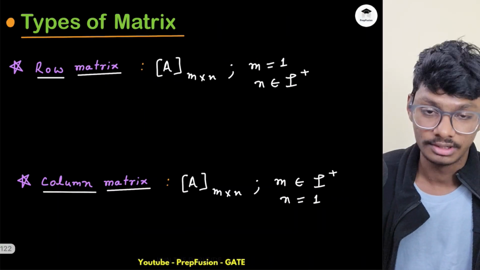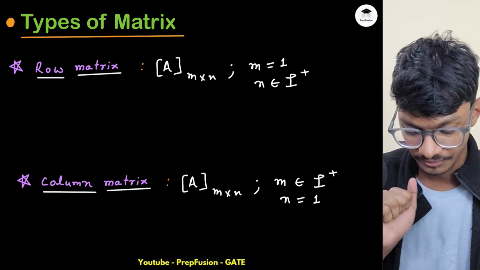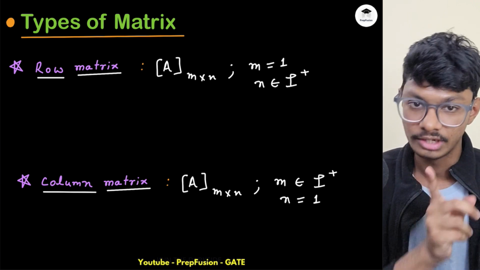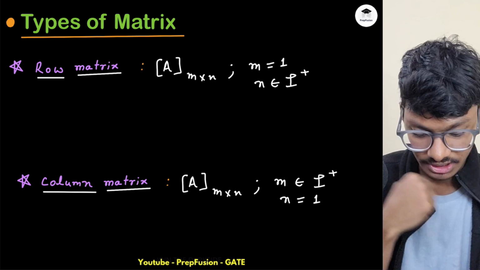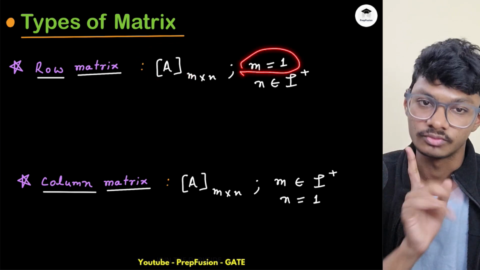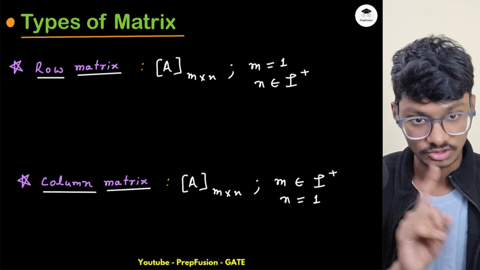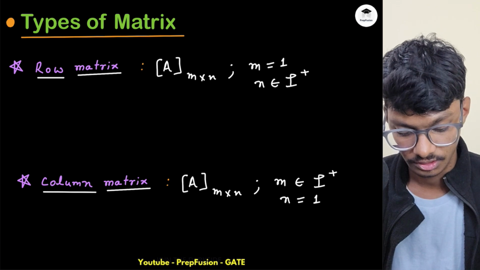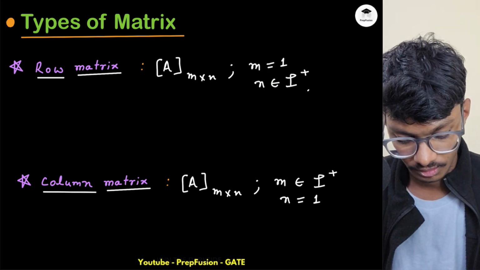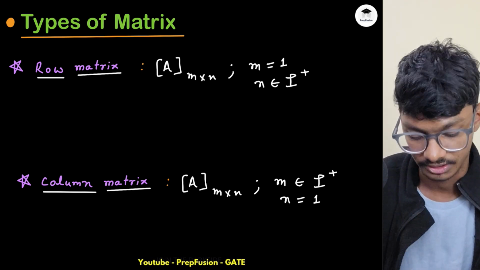Okay, now let's come to the types of matrices. We will just go over them quickly. What is a row matrix? A row matrix contains only one row, as the name suggests, and it can have any real numbers. M is equal to 1, that is the main thing. N has to be any positive integer, which obviously includes one, so it starts from one itself, that is fine.